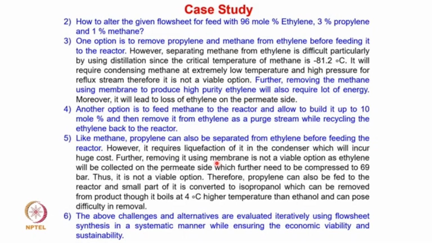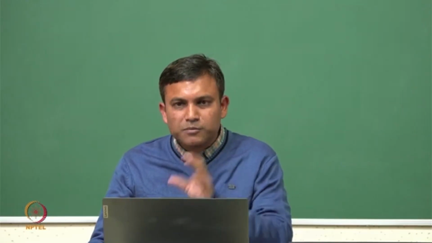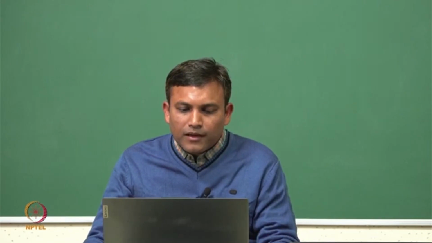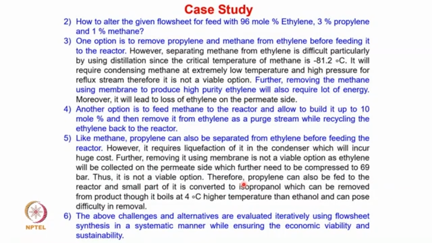Also we can look at another option of separating the propylene using membranes. If we use membranes for separating the propylene, in that case the propylene will be on one side, and the ethylene will be on the permeate side. So clearly the ethylene which is coming out from the permeate side will have a low pressure, and this particular stream has to be pressurized to 69 bar, which is the required pressure in the reactor. So clearly the compression cost is going to be very high in this option. So clearly separating the propylene using membranes is also not a viable option.